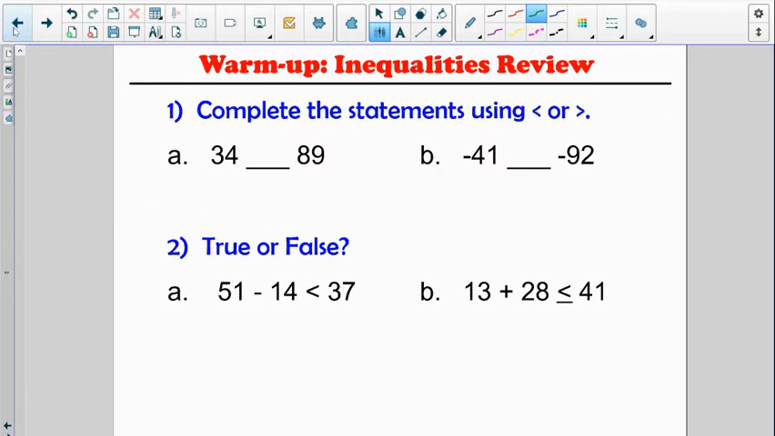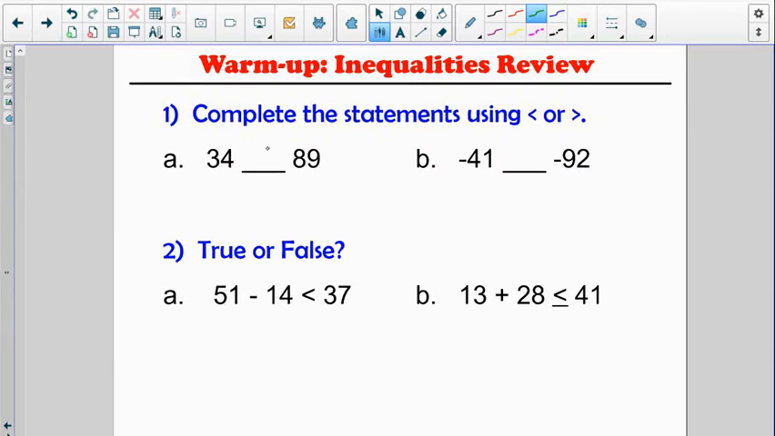So let's go back and take a look at number 1. So if you think about what would complete the statement, 34 is less than 89 or 34 is greater than 89. And we know that it would have to be less than, so we want to point our inequality symbol to the left.